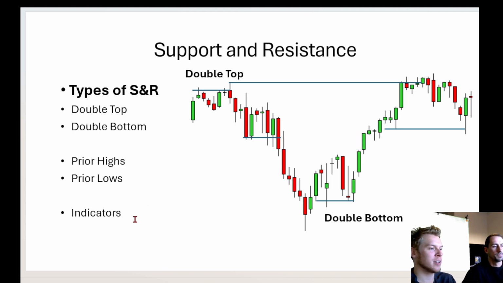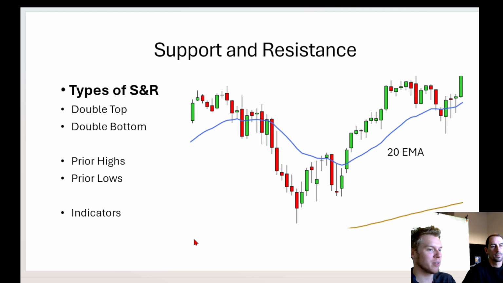Another type of support and resistance is indicators. And an indicator can be a pretty broad definition. It's basically anything that you add to the chart. And so an example of that is the moving average.